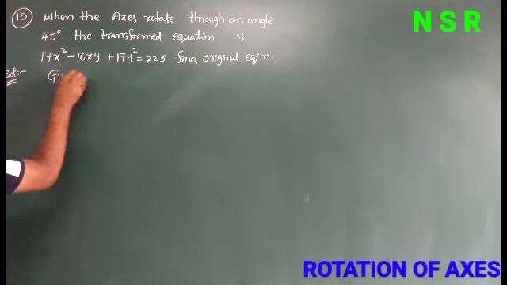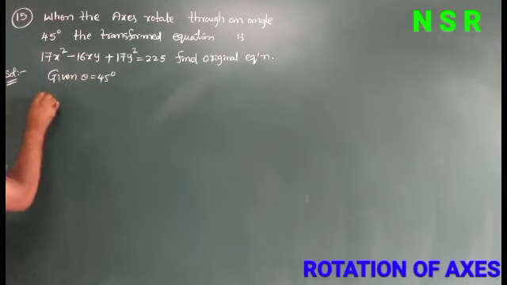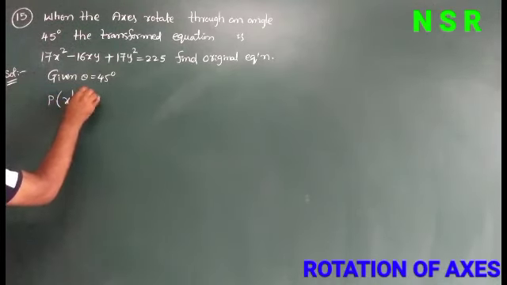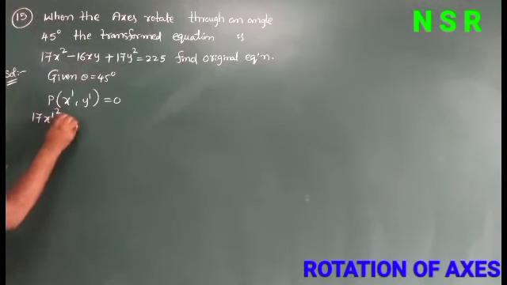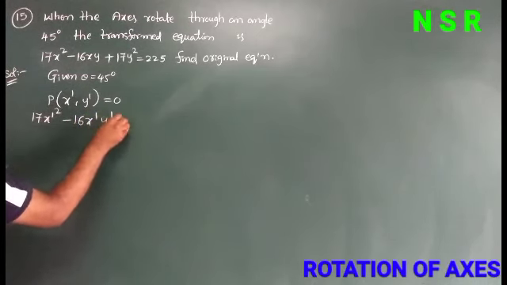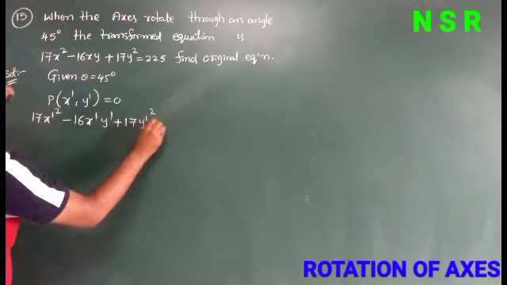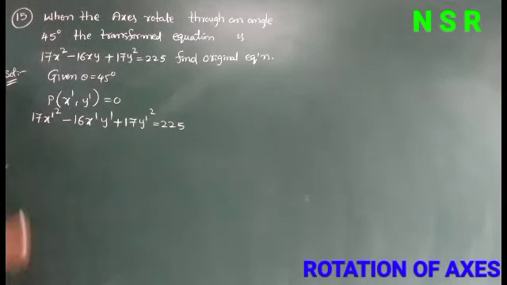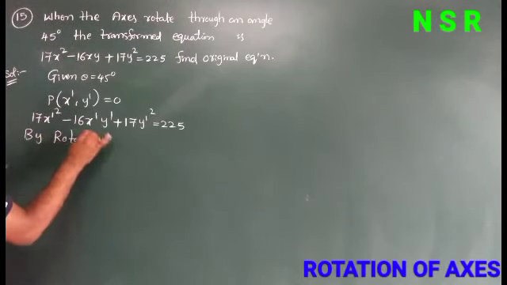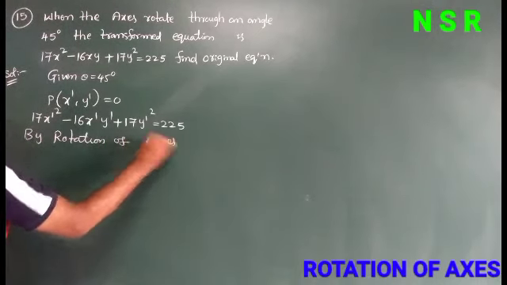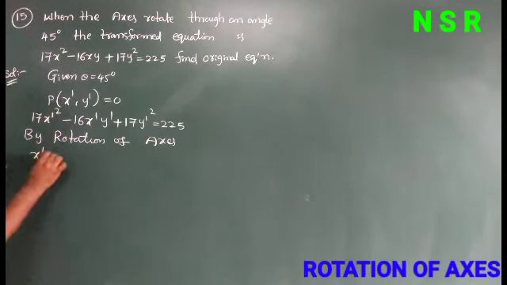So here the given theta value is 45 degrees, and the equation is 17x dash square minus 16x dash y dash plus 17y dash square equal to 225. This is a transformed equation, in terms of x dash and y dash. Now by rotation of axis, find the x dash and y dash values. So write here the x dash, y dash formulas.